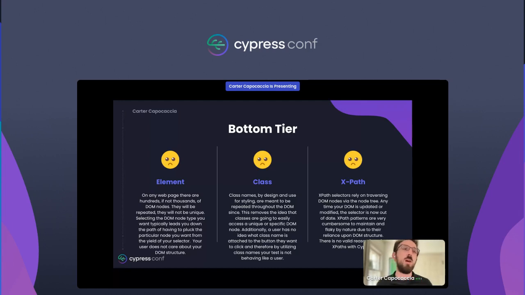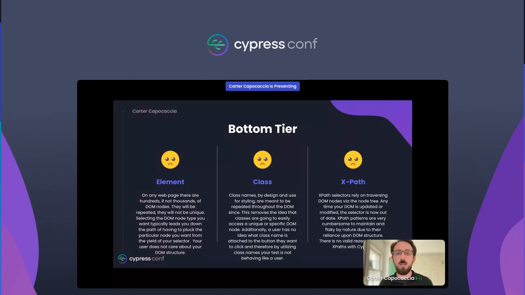So we're going to talk about elements. I think everybody knows, right off the bat, elements are not a great way to select things unless you're chaining other commands. But I'll read through my definition here and then we'll talk about it a little bit further. On any web page, there are hundreds, if not thousands, if not tens of thousands of DOM nodes, and they will be repeated. They will not be unique. And selecting the DOM node type that you want typically leads you down the path of having to do a greedy selector where you are grabbing hundreds of DOM nodes and then having to filter through them to find the one that you want. So you can immediately see that's not really great because we're having to grab way more than we need, then search through this haystack for a needle that we're looking for.